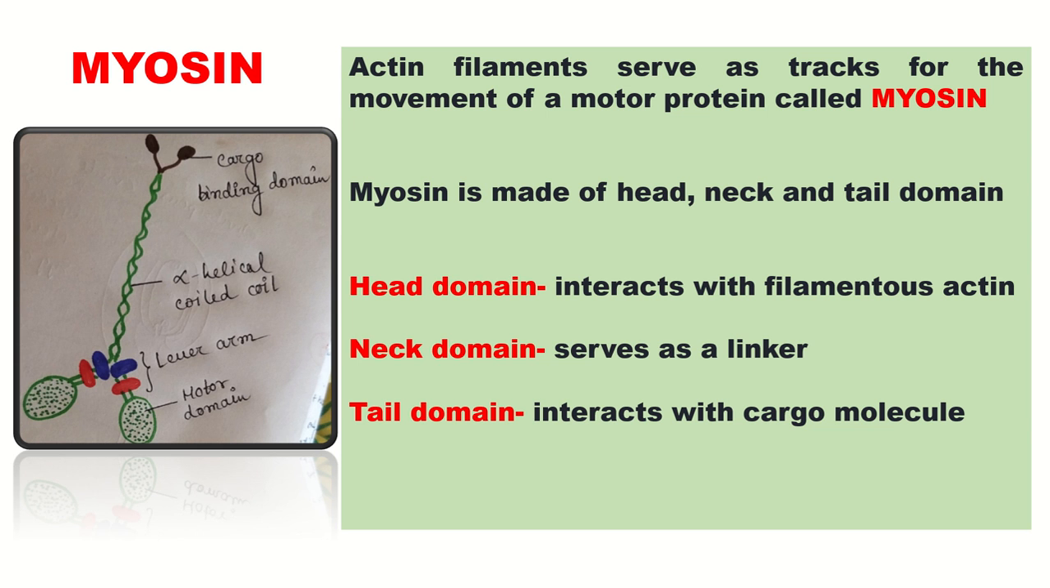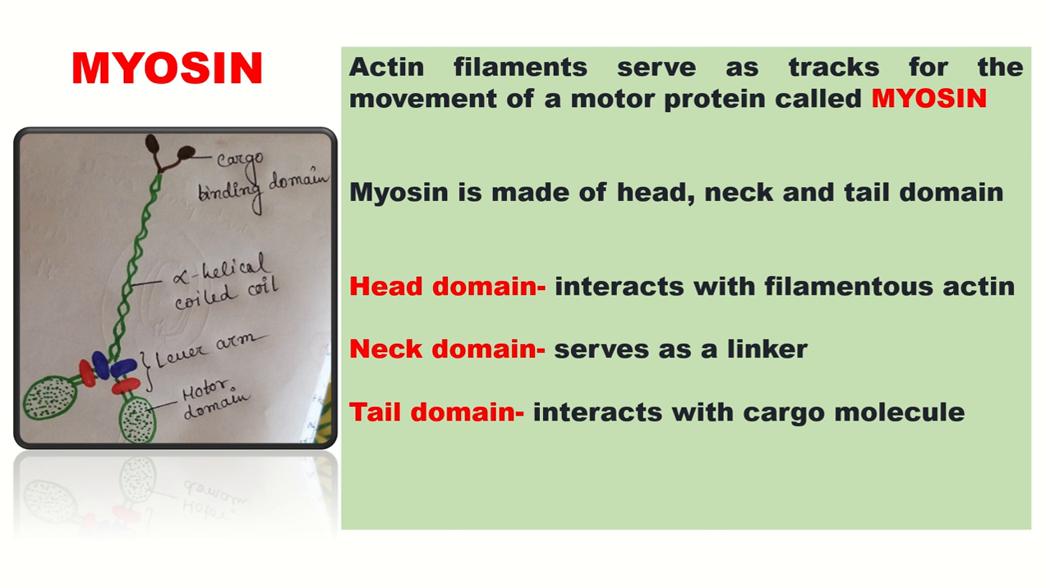First, we will talk about myosin. This actin filament serves as tracks for myosin motor protein movement. Myosin is made of head, neck, and tail domain. The head domain interacts with the filamentous actin. The neck domain serves as a linker and the tail domain interacts with cargo molecule. I've drawn a very simple diagram to depict these parts. Please try to tally it with the write-up in this box.